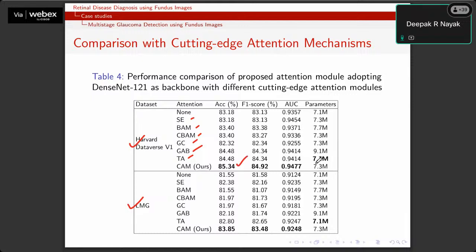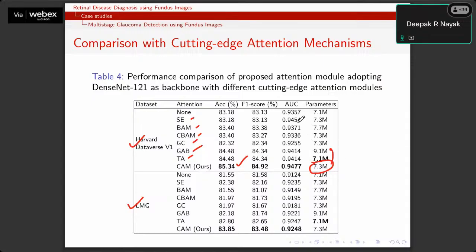But you can see the number of parameters is either the same, and sometimes even lesser than some of the attention mechanisms that are very popular in the literature. There are also a few attention mechanisms which contain even fewer parameters, but here the parameter count is higher and the performance is also higher. So there is a trade-off again here. Even so, the parameter increase is not significant here. It is from 7.1 to 7.3. That is manageable.